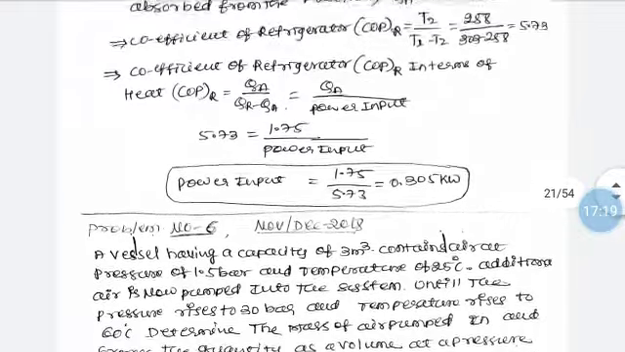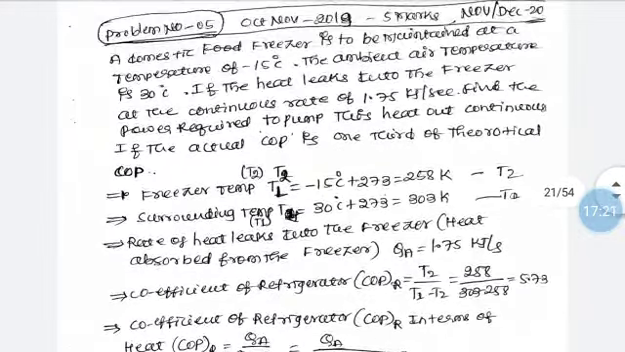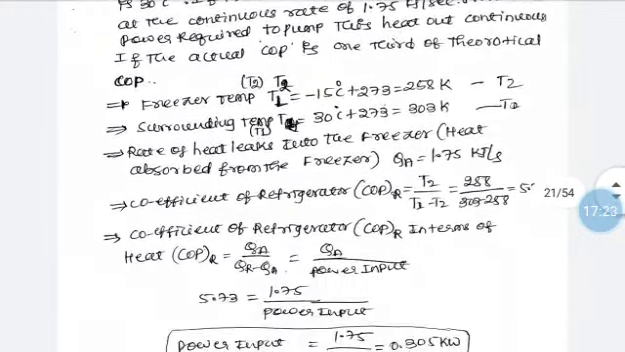which gives 0.305 kilowatt. Here what we have to remember is that the freezer is maintained at a low temperature, its surrounding temperature is given, and the heat leakage into the freezer, that is the absorption of heat in the freezer, is given. The coefficient of performance we can calculate by the second law of thermodynamics, that is T2 divided by T1 minus T2.